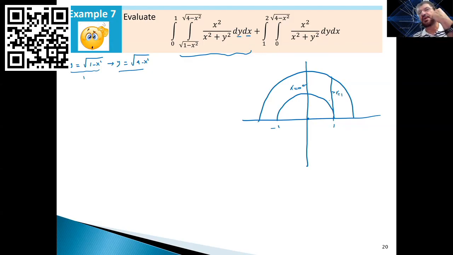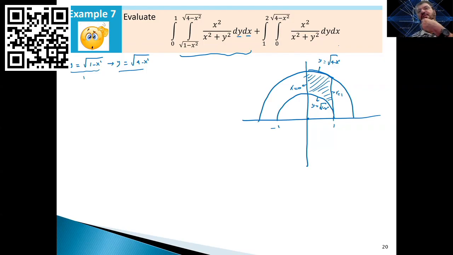And then for y, this is y equals 1 minus x squared. And this is y equals what? 4 minus x squared. So this is our region. This is our first region, by the way.